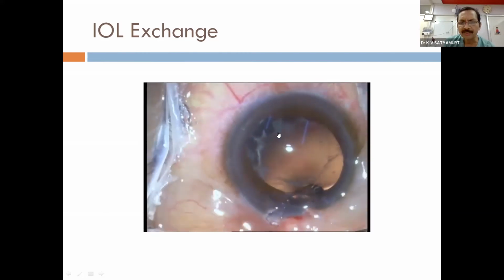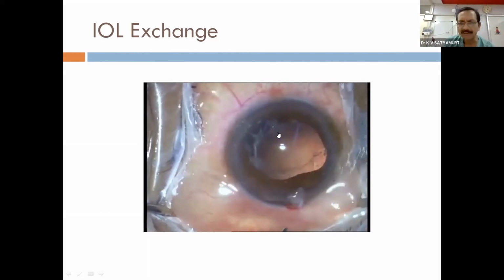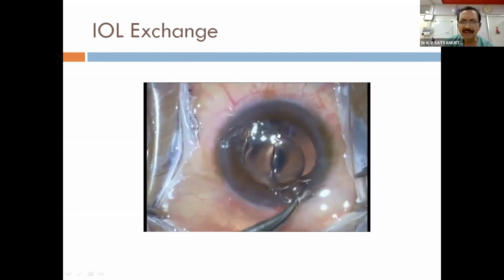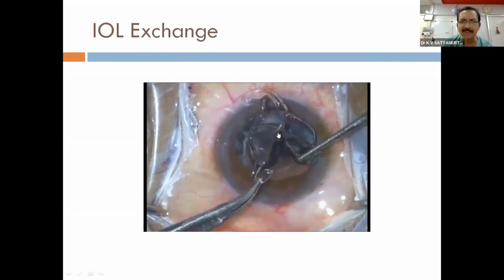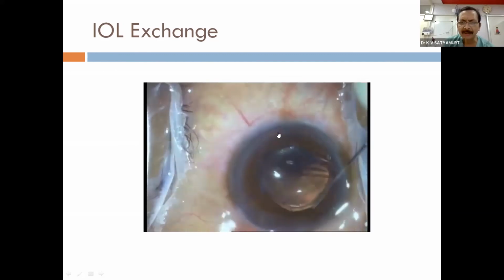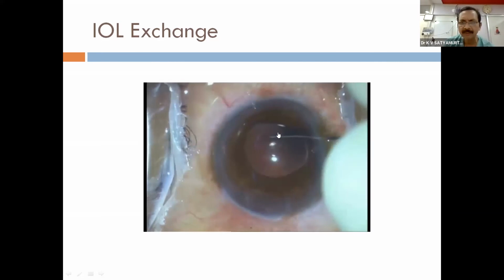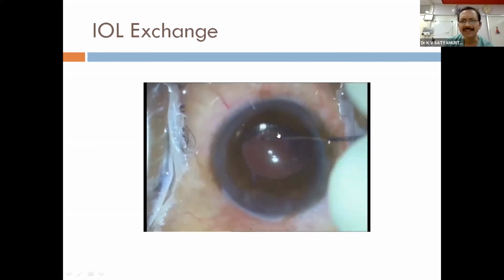So once you remove the lens, now the bag is intact. You inflate the bag with viscoelastic and open the bag. In case, just remove all the additions that are there, and you can implant the appropriate lens. So this is one way of doing IOL exchange. There are so many other ways.